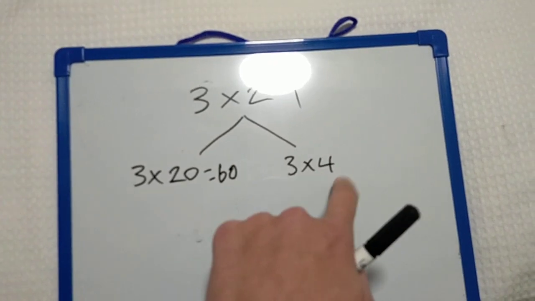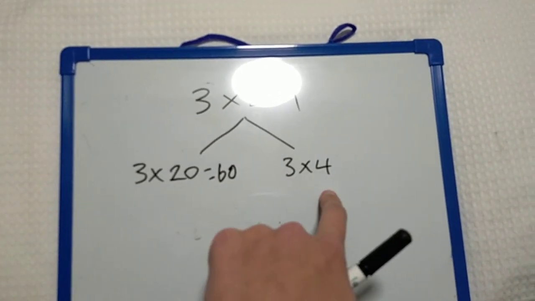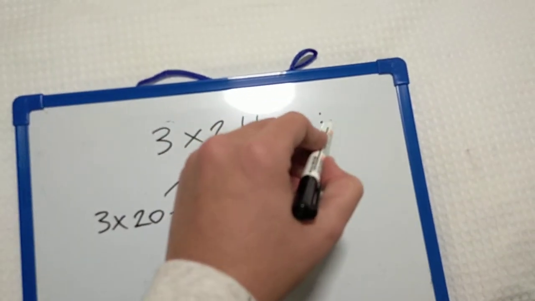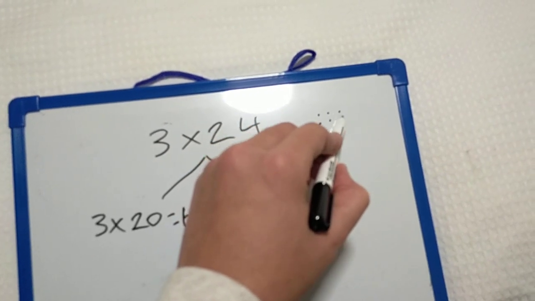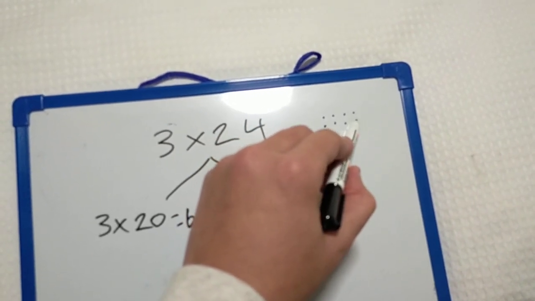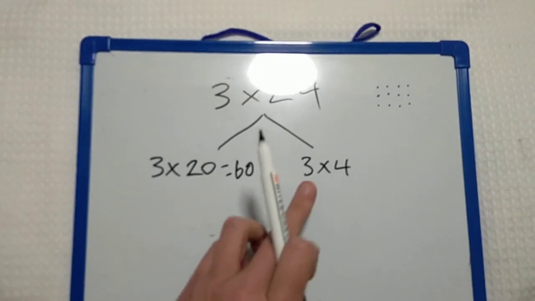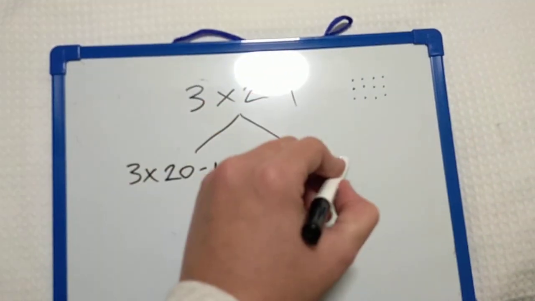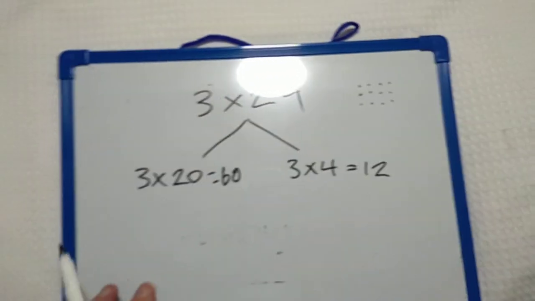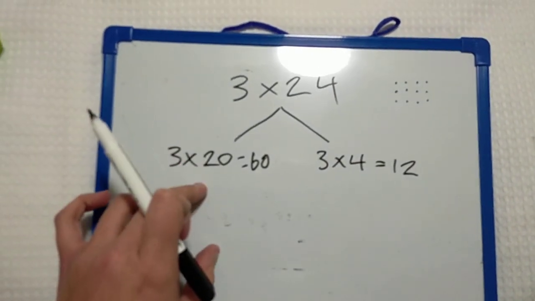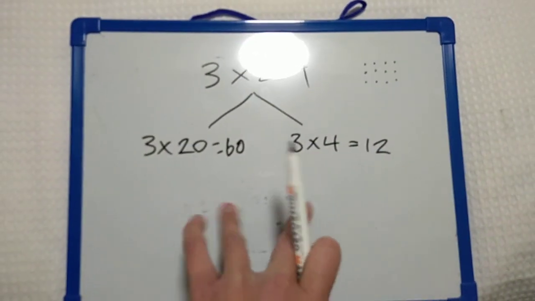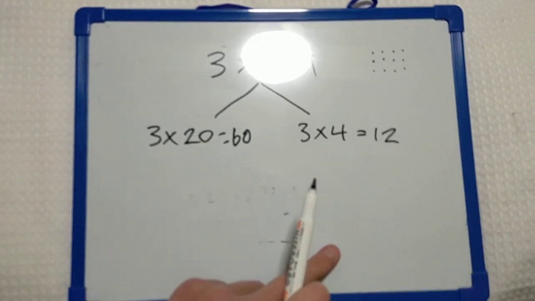Now here I've got 3 times 4. I could count by 3s or I could count by 4s. I could maybe do an array over here if I needed to. And know that 3 groups of 4 equals 12. Alright, so now I've done the 20, I've done the 4. I need to join them back together to get my answer.